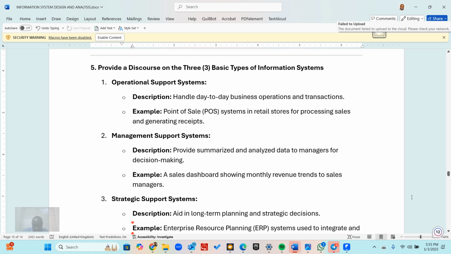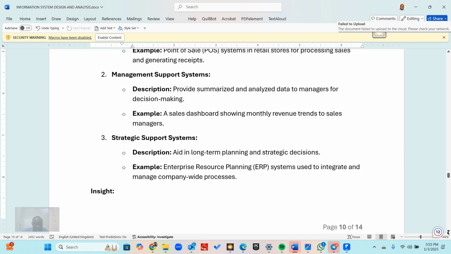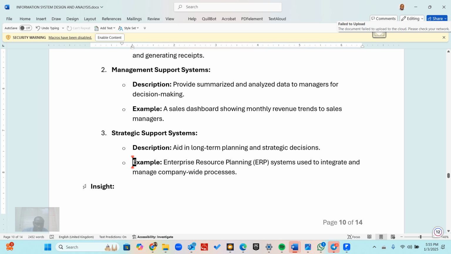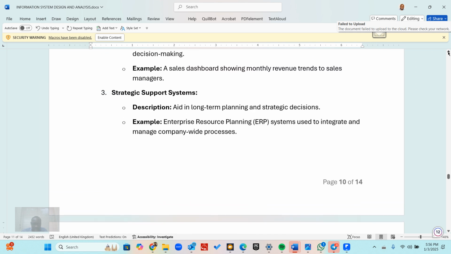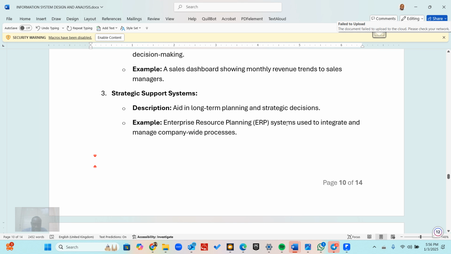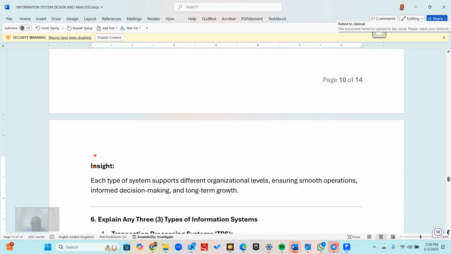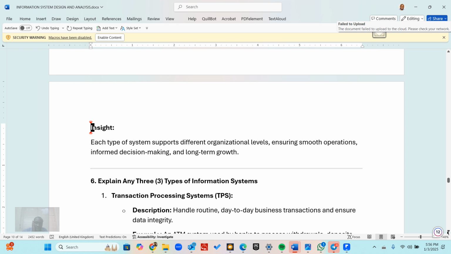A sales dashboard showing monthly revenue trends to sales managers. That's an example. Strategic support system aids long-term planning and strategic decisions. Enterprise resource planning system is used to integrate and manage company-wide processes. Each of these types of support system differs in organizational level, ensuring smooth operations, informed decision making, and long-term growth.